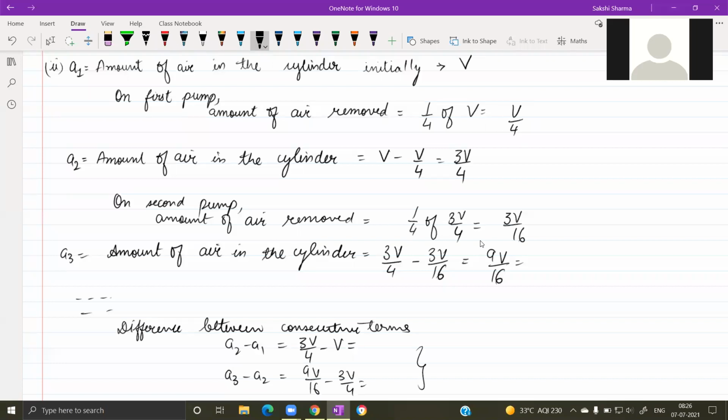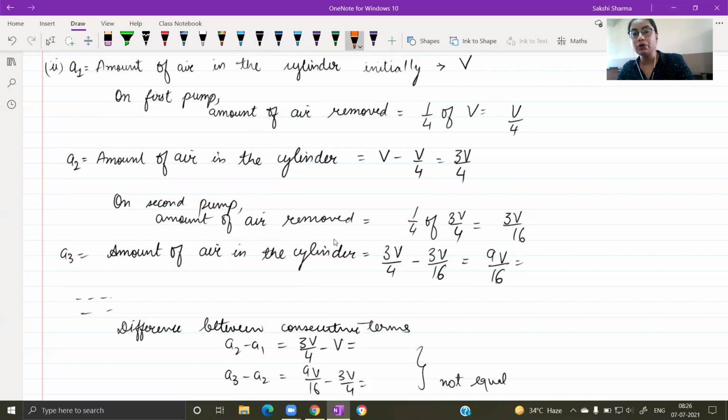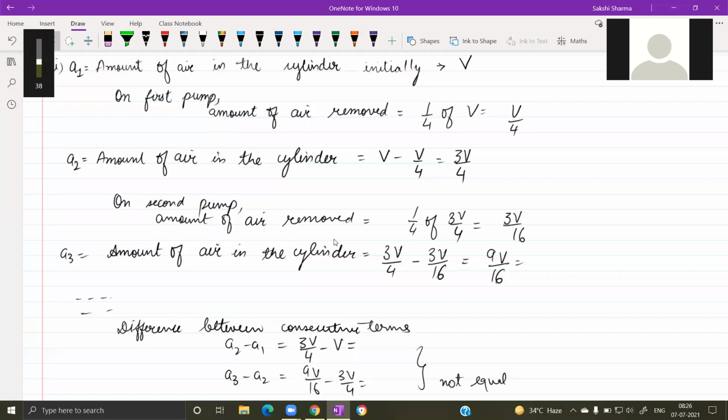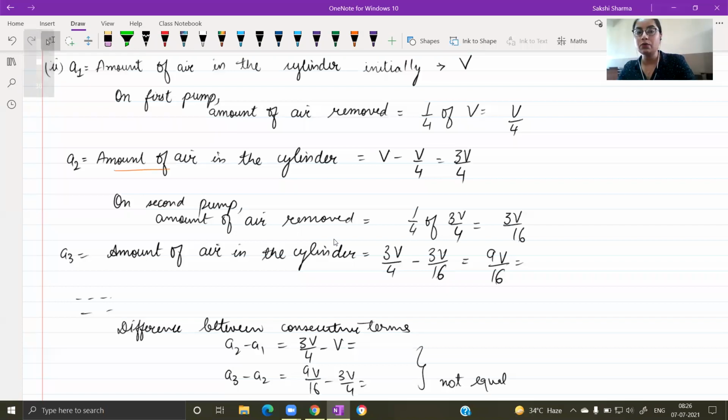Excuse me, ma'am. Yes, Manya? Can you please again explain how you found A3, the volume of the air after the second pump? Are you clear about how we obtained A2? Yes, ma'am. Okay. So A2 is the amount of air present in the cylinder. This is the amount of air. 1/4 of this will be removed. This is the volume in the cylinder. You can just completely ignore the first part.